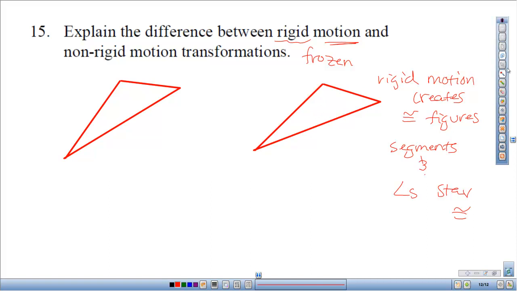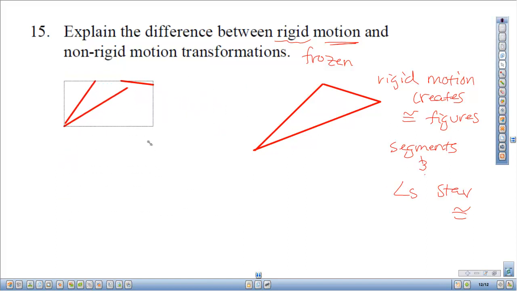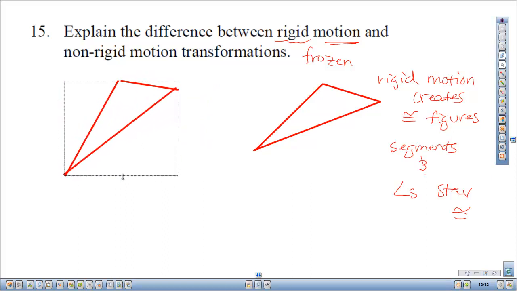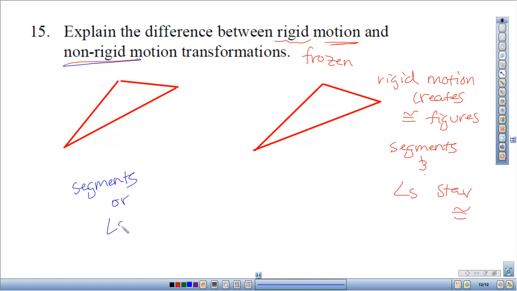So what about non-rigid motion? Well, non-rigid motion takes your shape and it grows it. Oh, that kind of looks funny, but you get the idea, right? It grows it or shrinks it. Maybe it makes it taller, or makes it wider. So if it's non-rigid, then the segments or angles are not congruent, right? Like maybe it gets thinner and so the angle is smaller, right? That's non-rigid. If there's anything at all that's different, it's a non-rigid transformation.